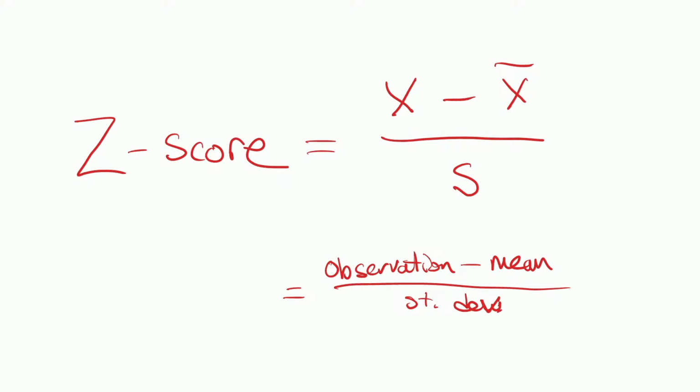If you have a z-score that's close to 0, it means you're very close to average. If your z-score is really big, either positive or negative, it means you're way far away from average.